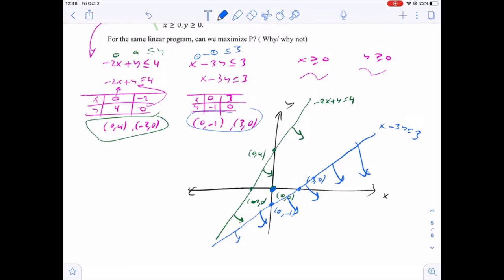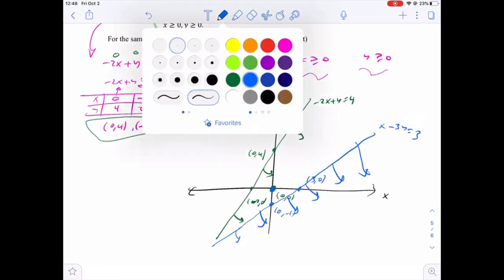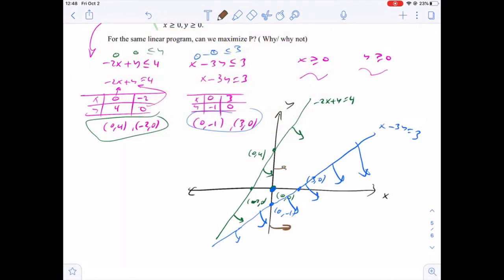It's below the green line and below the blue line. And we have x greater than or equal to 0. That means to the right of the y-axis. And y is greater than or equal to 0. It's above the x-axis. So the region, the intersection will be this region here. Now this region here is to the right of the y-axis and above the x-axis. And it's below the blue line and below the green line. So this is the region.